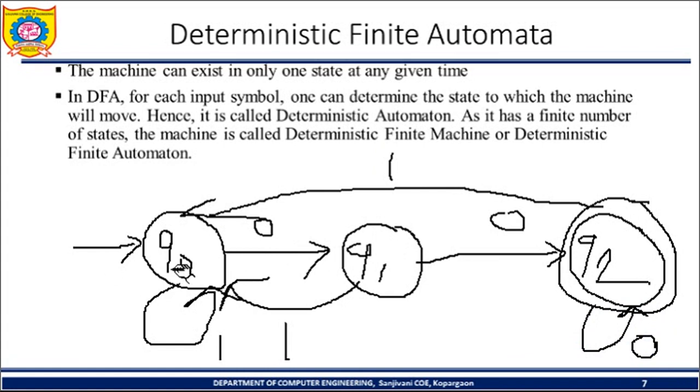So, here you can see Q0 after accepting 0 is in only Q1, deterministic, only one state. Q1 after accepting 0 is only in Q2, no other states. Same way, Q0 after accepting 1 is in Q0 only. Q1 after accepting 1 is in Q0 only. So, there is only one transition for the given input. That's why it is called deterministic.